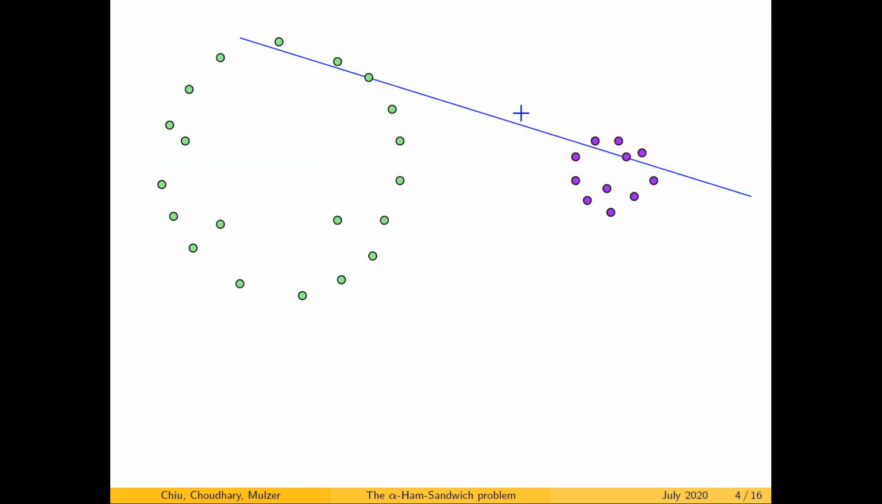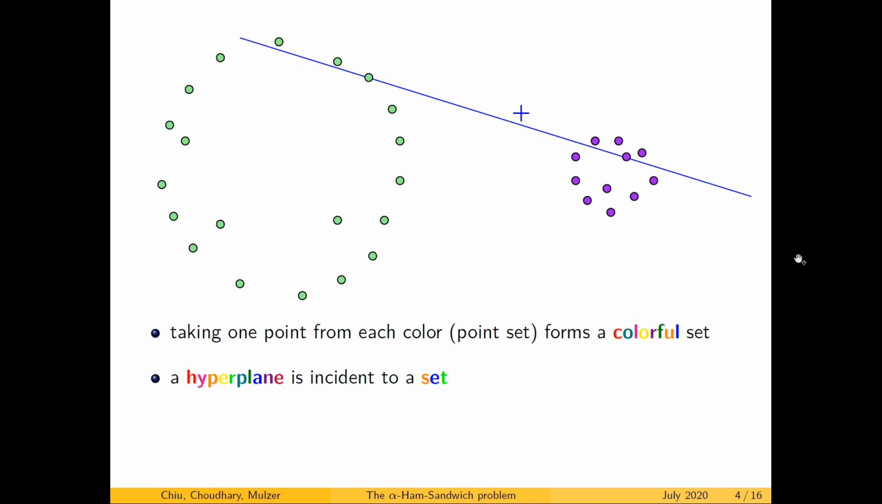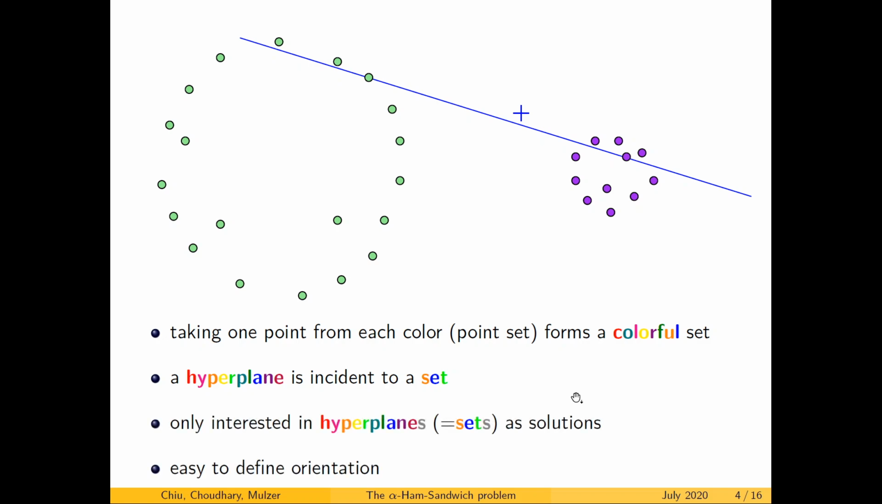This is our example from before. We see that this line passes through precisely 1 green point and 1 violet point. Such a set is called a colorful set. That is, it contains precisely 1 point from each color. And a colorful hyperplane is one which is incident to a colorful set. We will only be interested in colorful hyperplanes or colorful sets as solutions, because it is easy to define orientations for such sets.